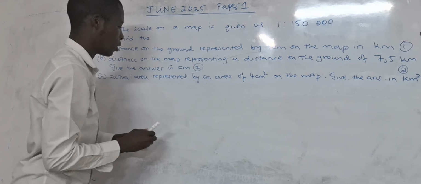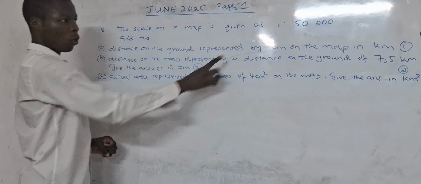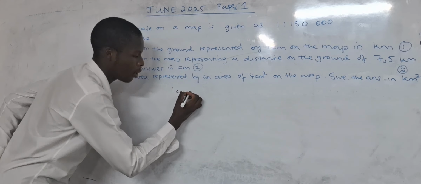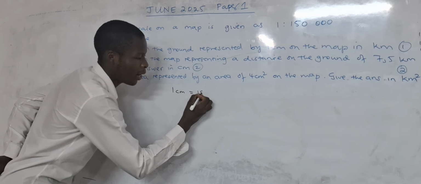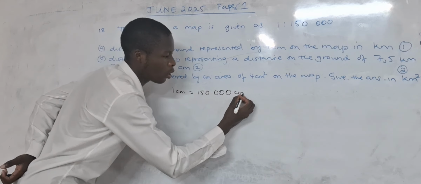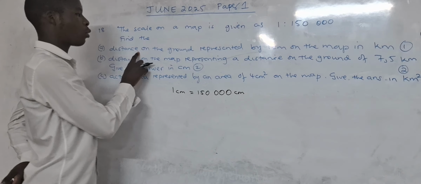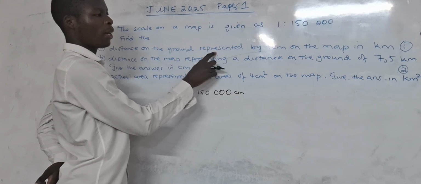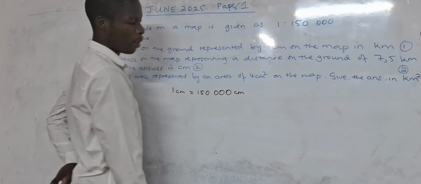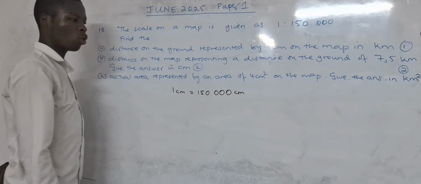This simply means 1 centimeter on the paper represents 150,000 centimeters on the ground. Okay, so they are saying you are supposed to find the distance on the ground represented by 1 centimeter on the map in kilometers. So they are asking you to convert this number into kilometers.